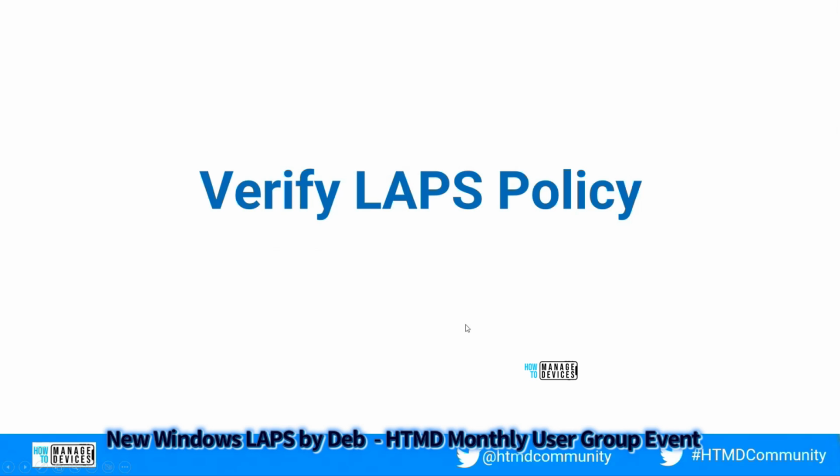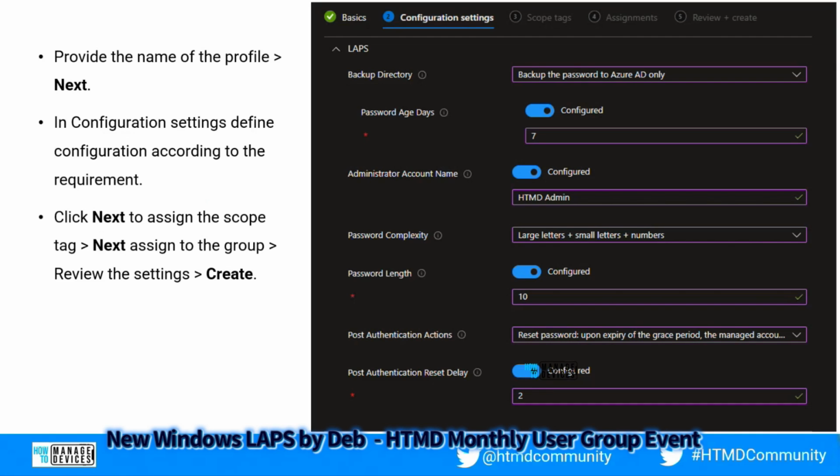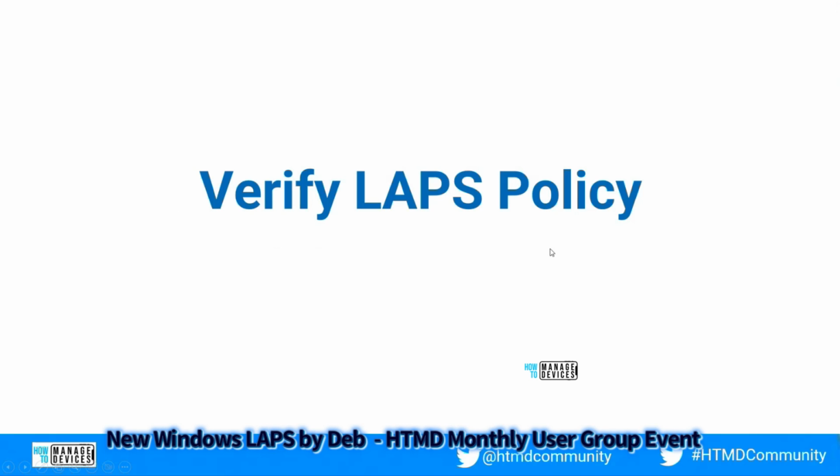Let me move on. After that, what you have to do, I have not captured the screenshot. Once you have created the policy, you will see the scope tag, and then do the assignment to a group. Which devices are you going to apply it to? Use the appropriate assignment group, review the settings you have created, then go ahead and create the LAPS policy. Then this policy will get applied to the same assignment group. Let me move to the next slide.